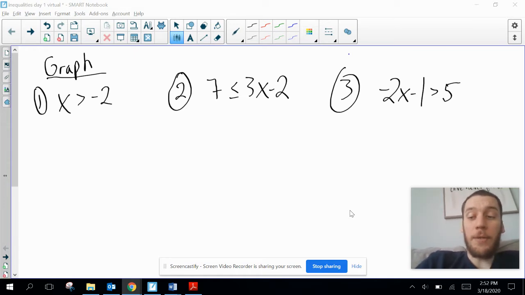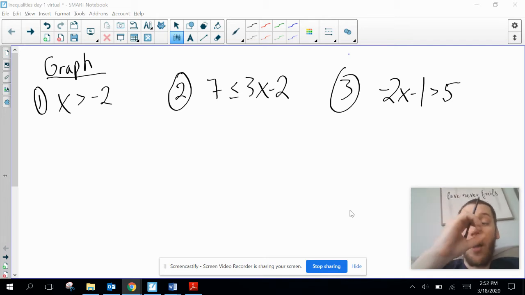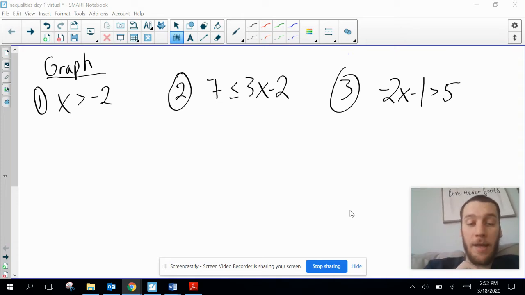So you should have already copied down your notes. We got greater than and less than. That's going to be the open circle. If it's or equal to, that's going to be the closed circle. If it's opening towards the x, like in number 1, that means we're going to the right. If it's pointing at the x, we're going to be going to the left.